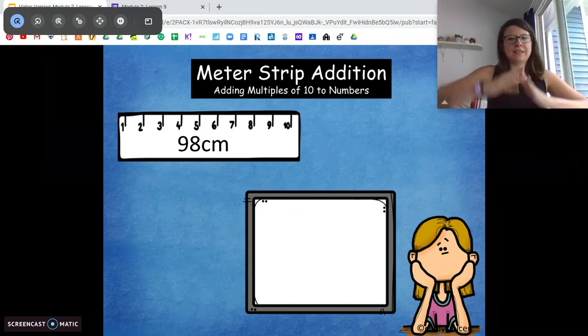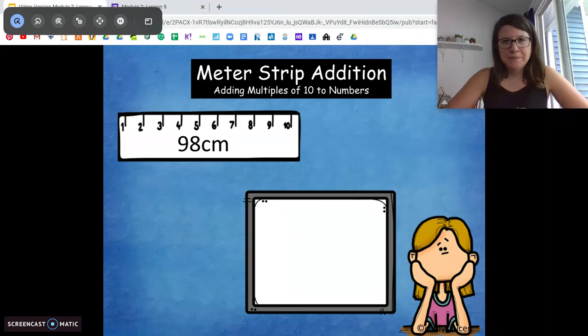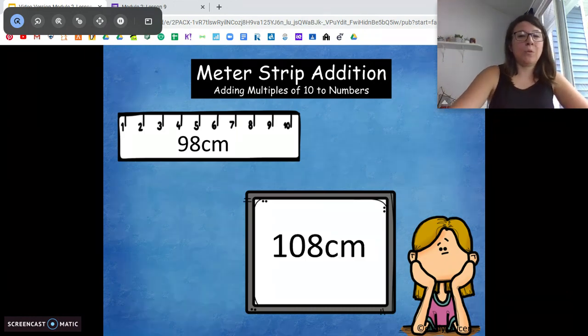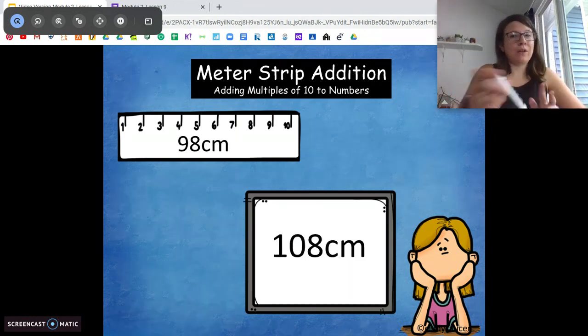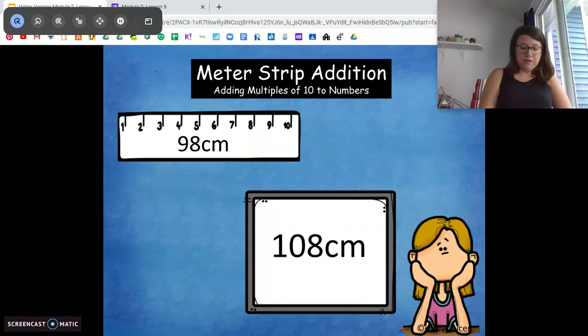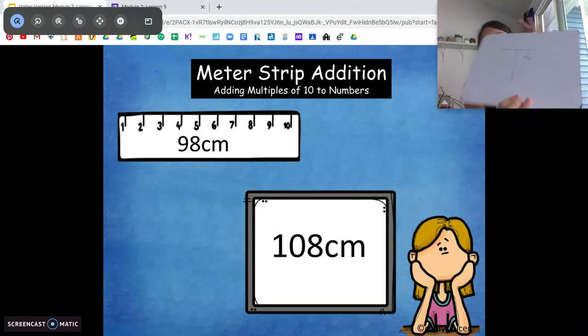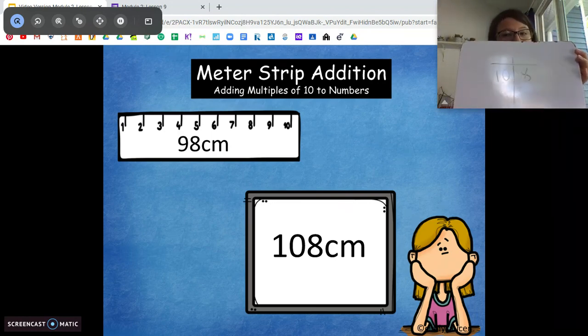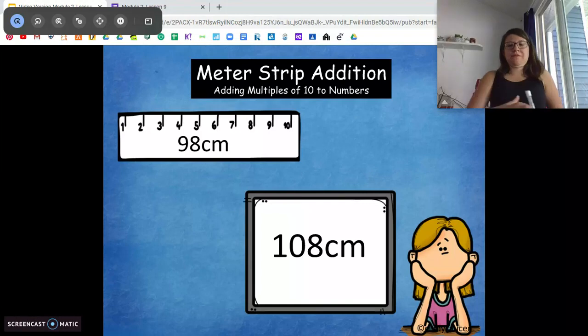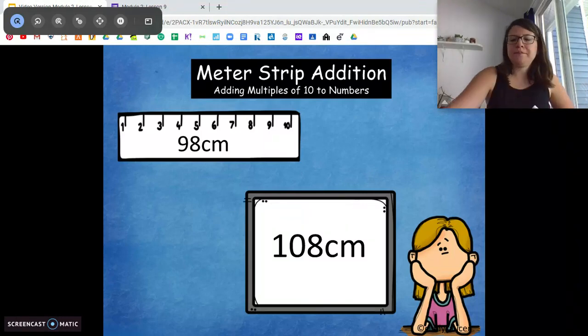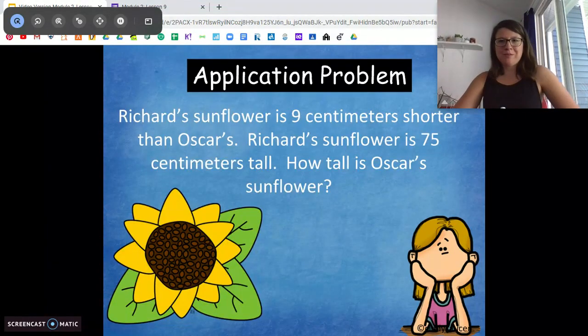Think about what the next 10 is going to be. 10 more than 98. It's going to be 108. If you look at this number, there are 10 tens and 8 ones, which is one more 10 than 9 tens. All right, good job with that. All right, let's move on to our word problem for today.